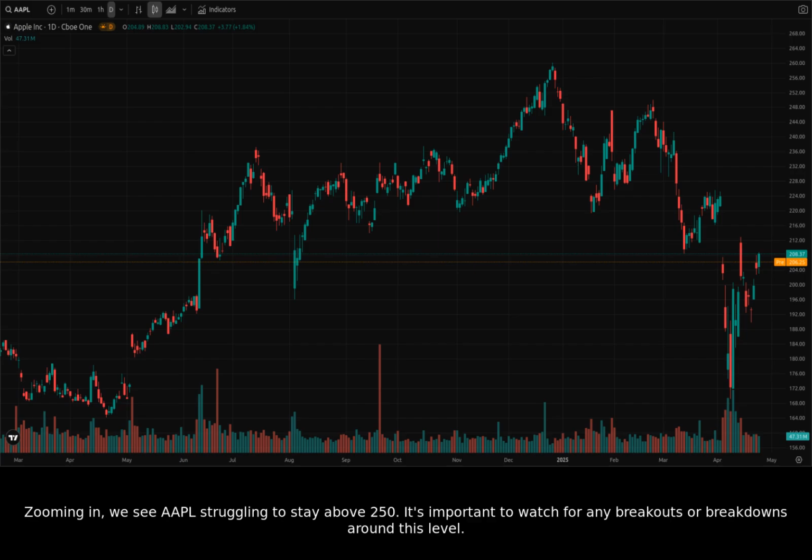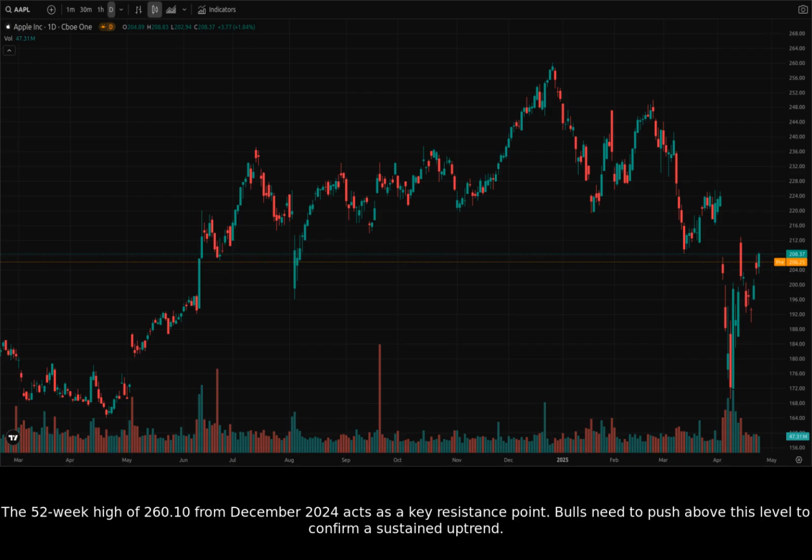Let's examine the daily chart between December 2024 and January 2025. Zooming in, we see Apple struggling to stay above 250. It's important to watch for any breakouts or breakdowns around this level. The 52-week high of 260.10 from December 2024 acts as a key resistance point. Bulls need to push above this level to confirm a sustained uptrend.